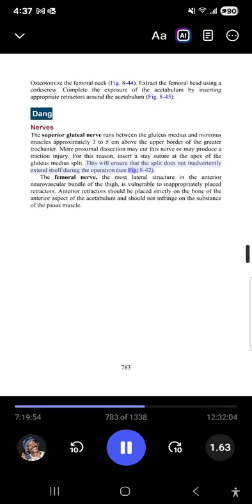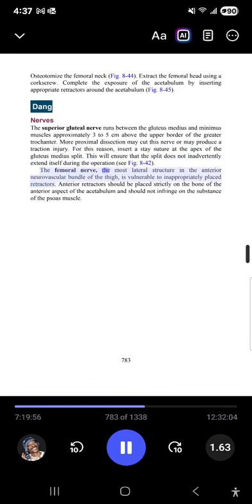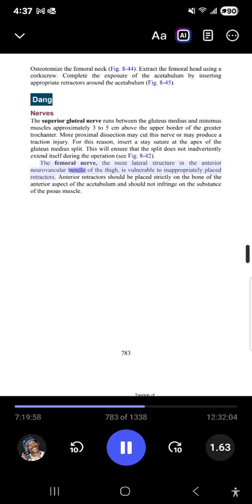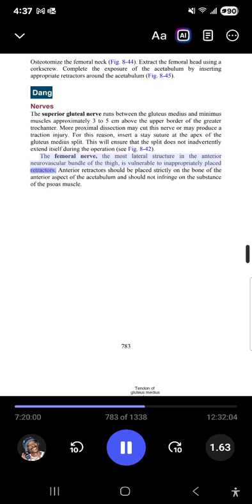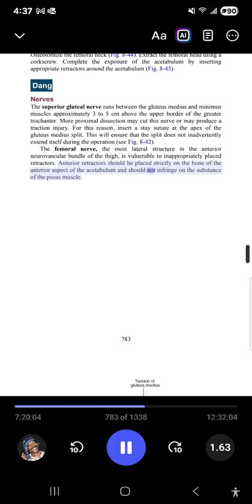See figure 8-42. The femoral nerve, the most lateral structure in the anterior neurovascular bundle of the thigh, is vulnerable to inappropriately placed retractors. Anterior retractors should be placed strictly on the bone of the anterior aspect of the acetabulum and should not infringe on the substance of the psoas muscle.